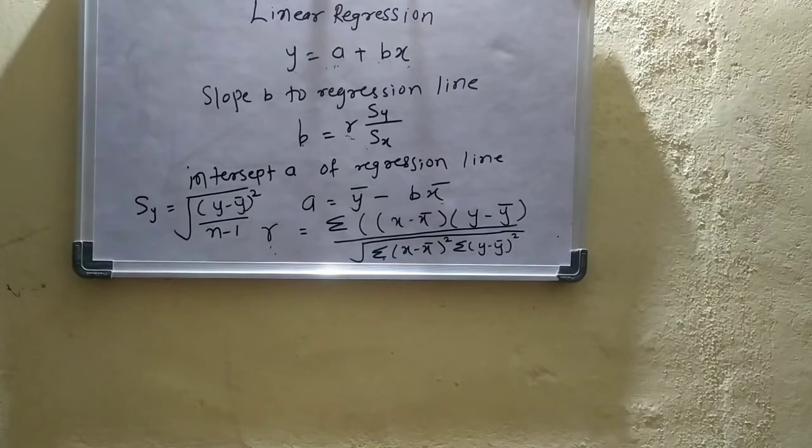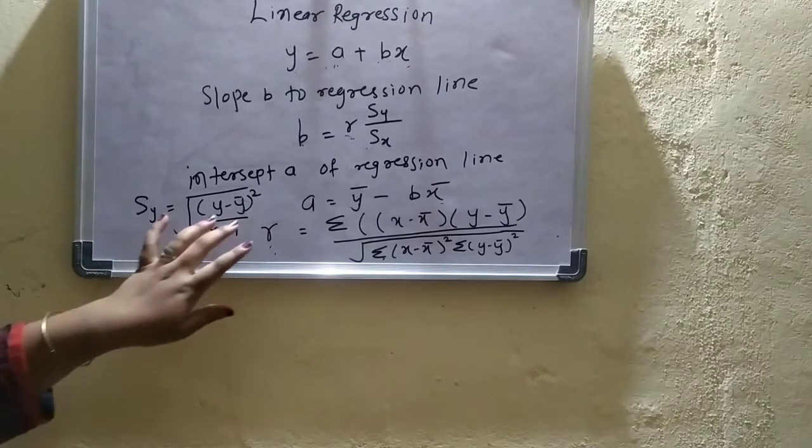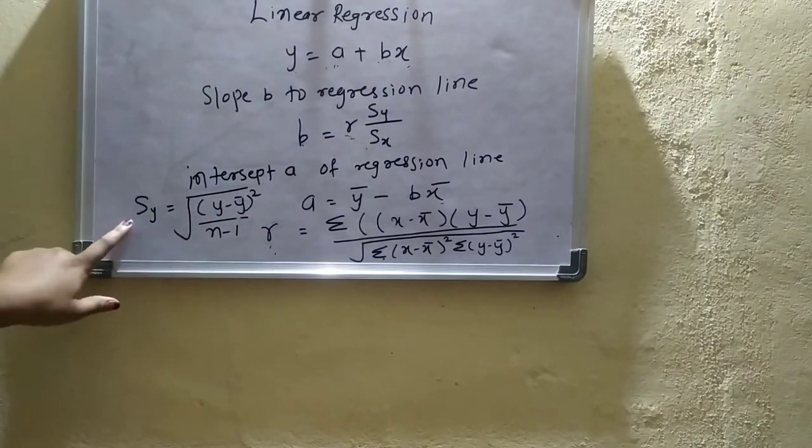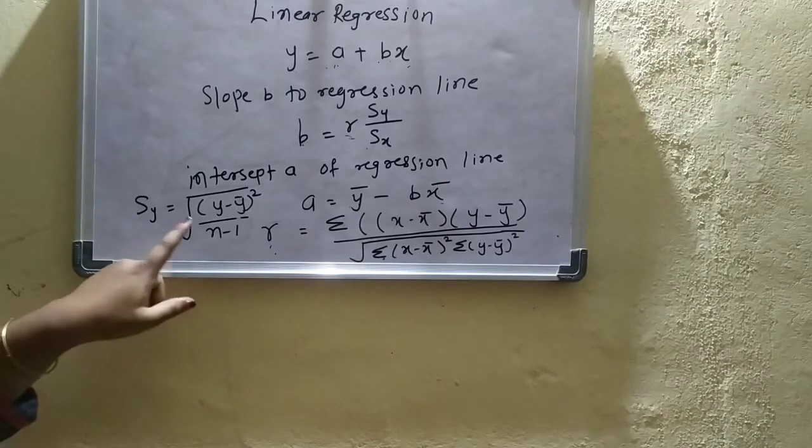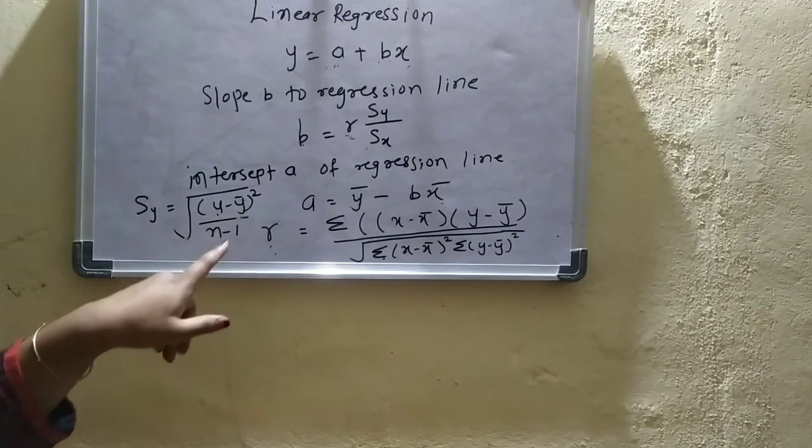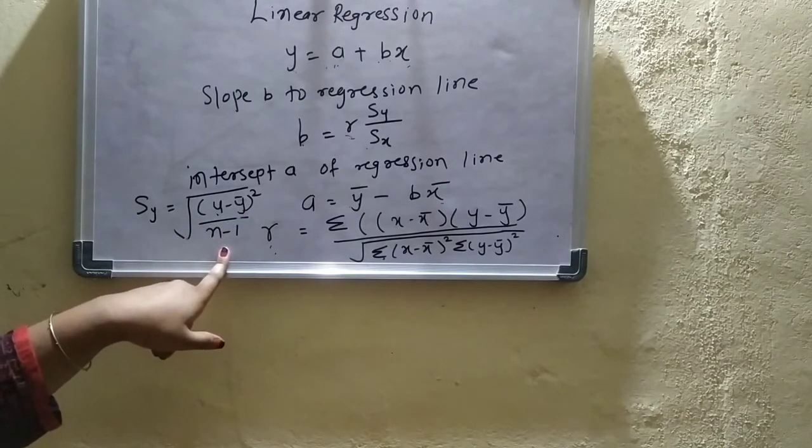So n is the total number of variable entries. If we consider an example, there are 6 x variables and 6 y variables, so the value of n will be 6. Similarly, we can calculate the standard deviation of x, square root of the sum of (x minus x bar) squared divided by n minus 1.